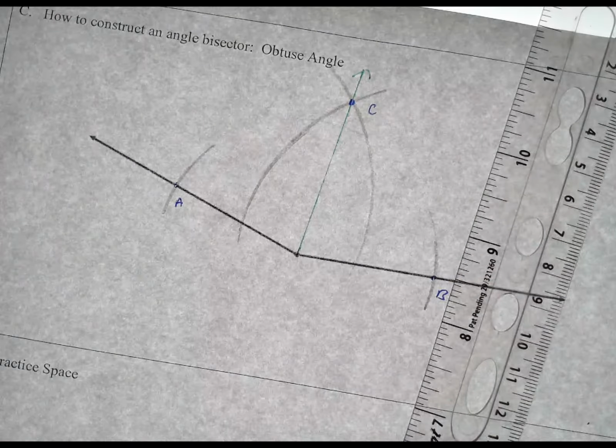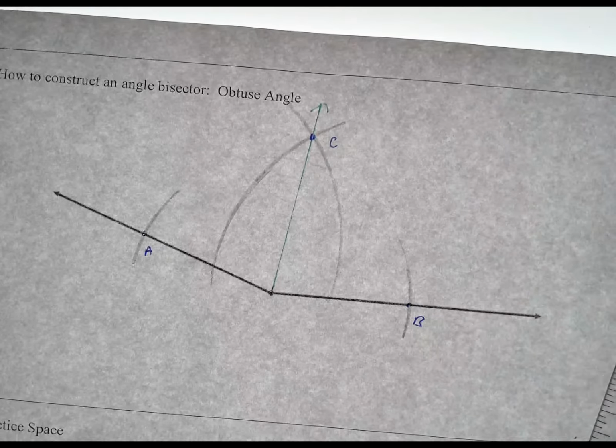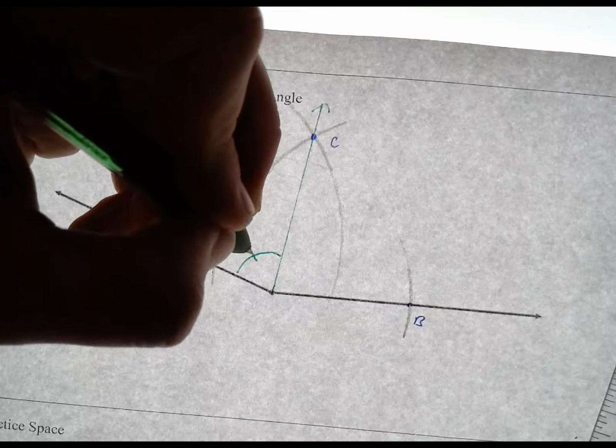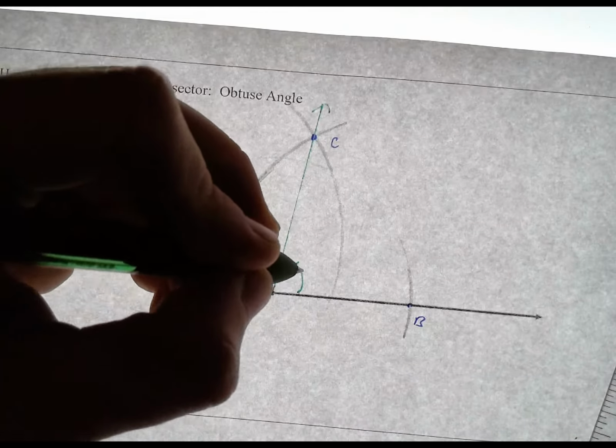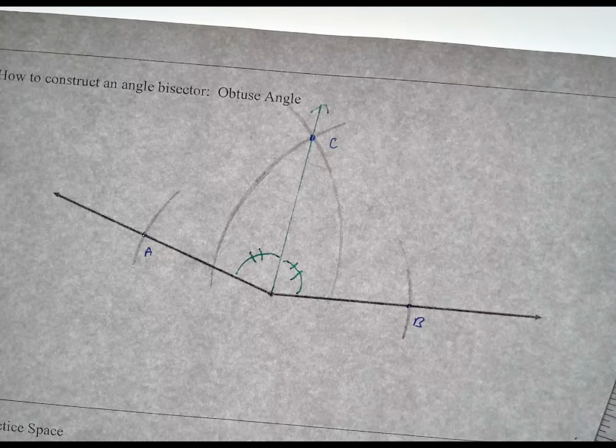And so now at this point, I've made a bisector of this obtuse angle, which means that this angle over here should be equal to that angle over there. And that's it.